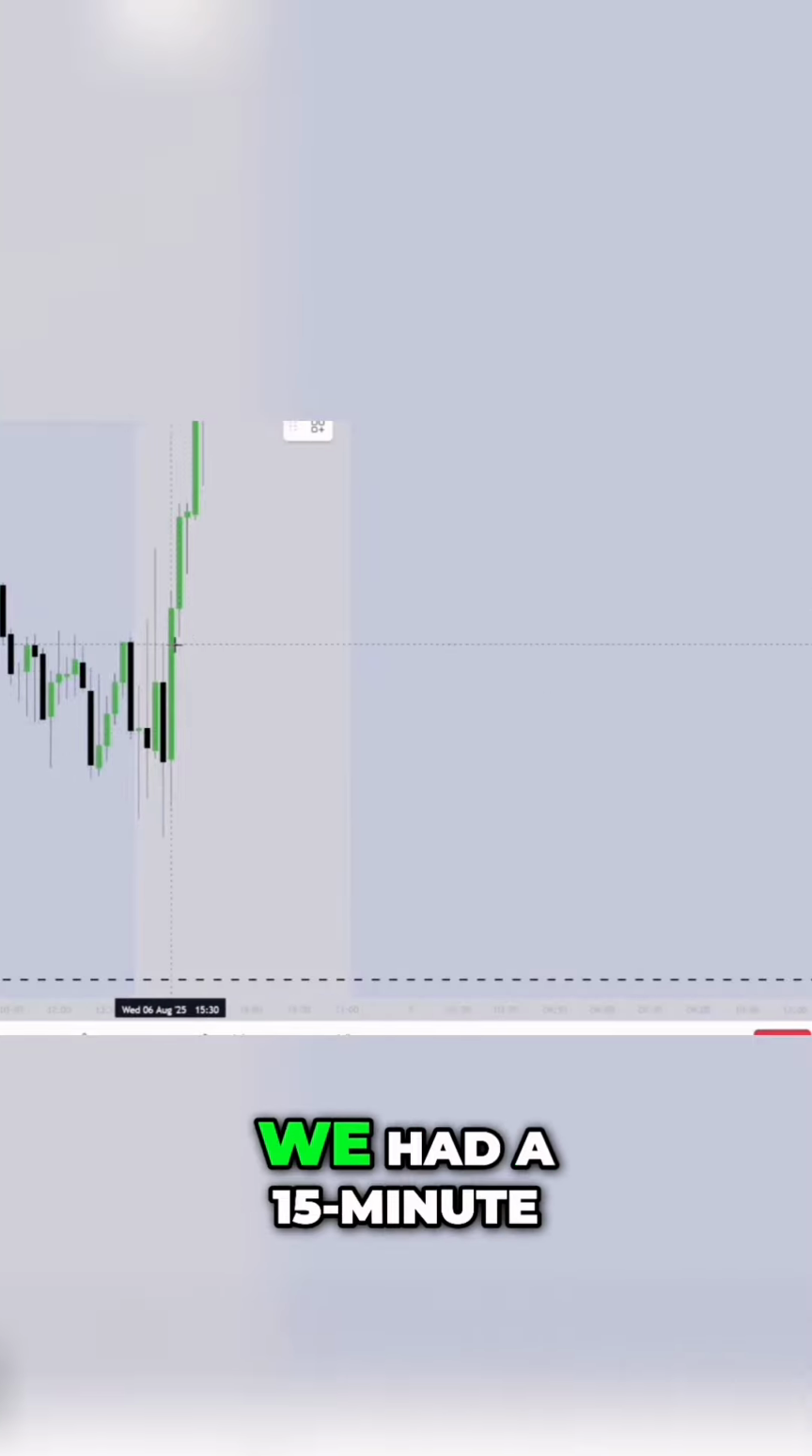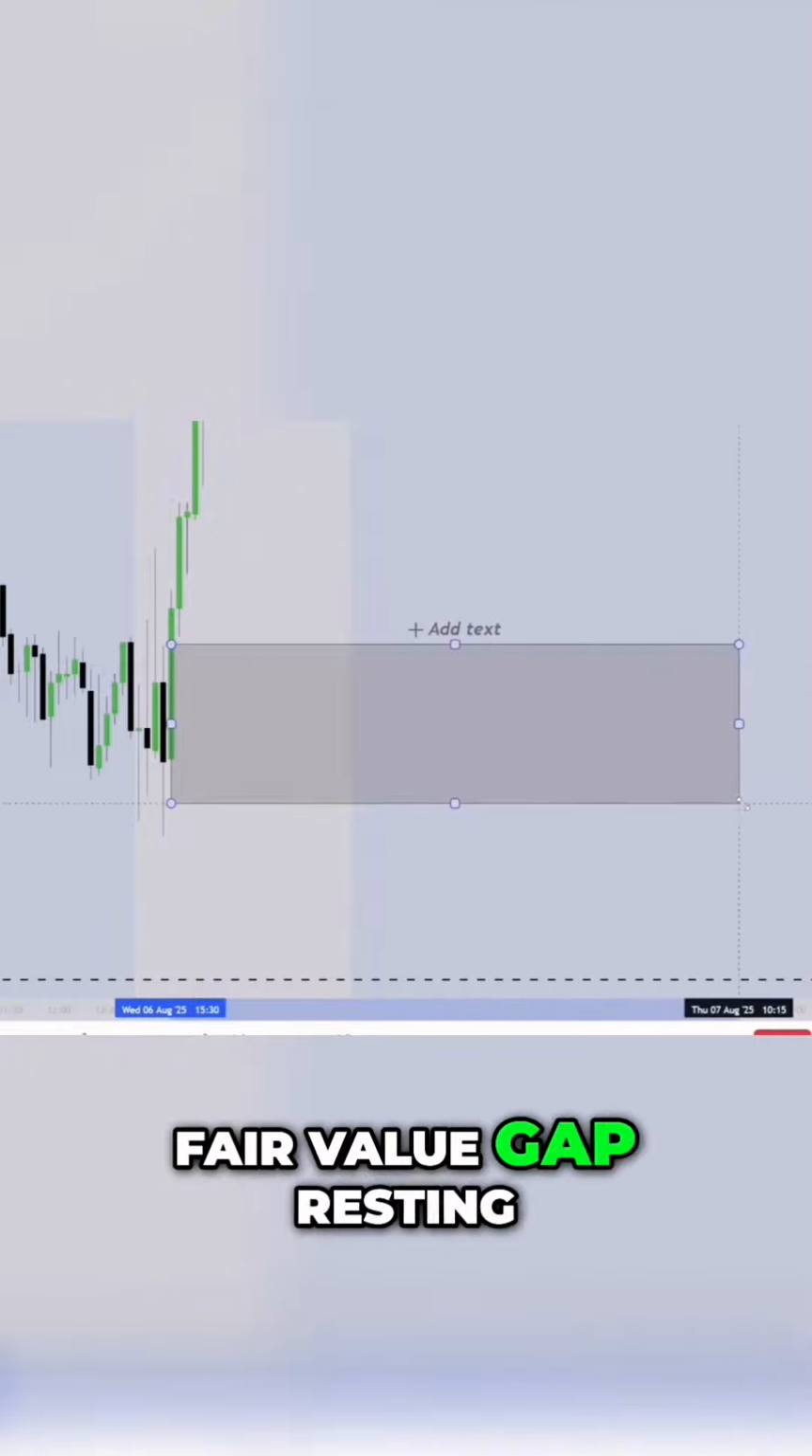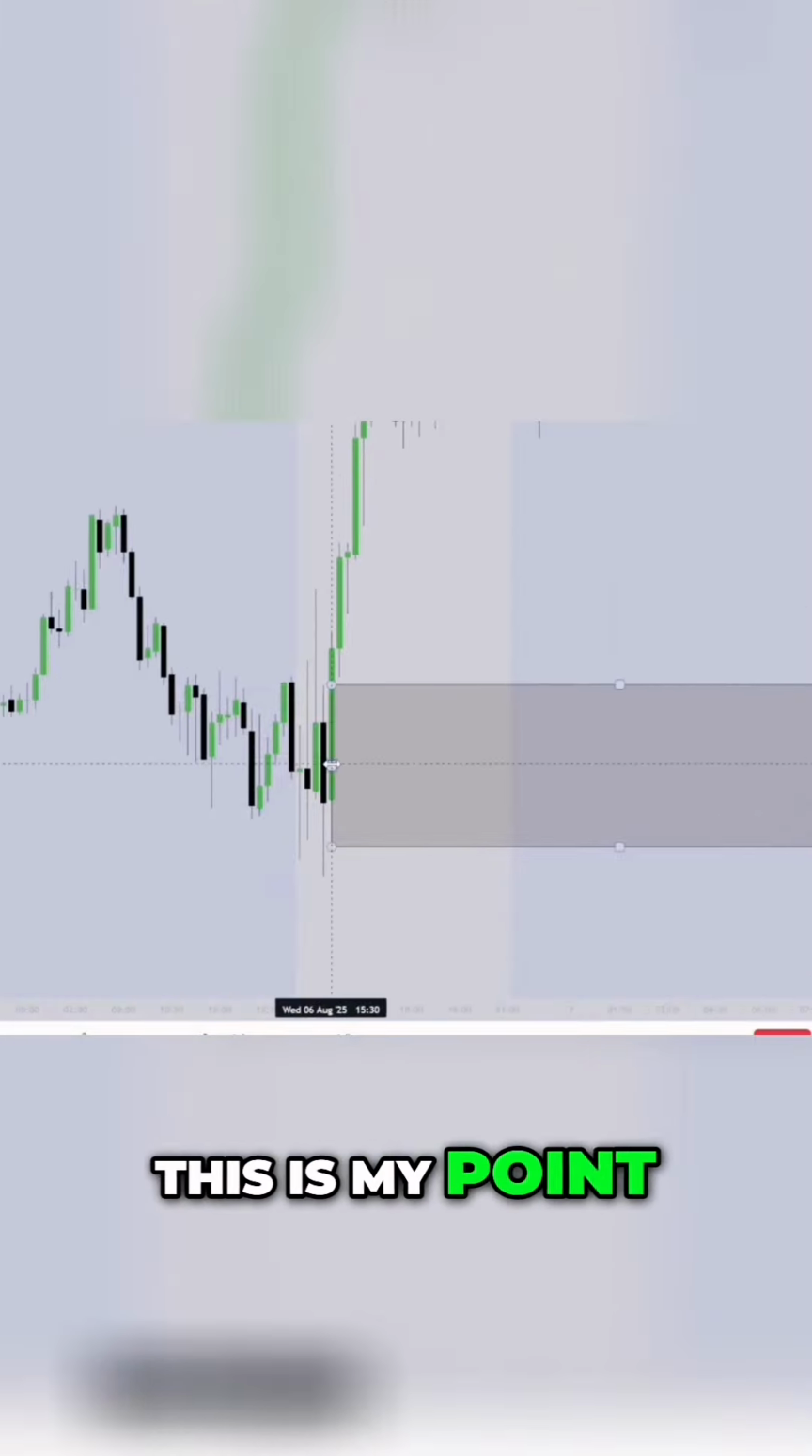From a 15-minute chart perspective, we had a 15-minute fair value gap resting over here. This is my point of interest, or my POI, and I want traders to understand that my fair value gap is resting over here.